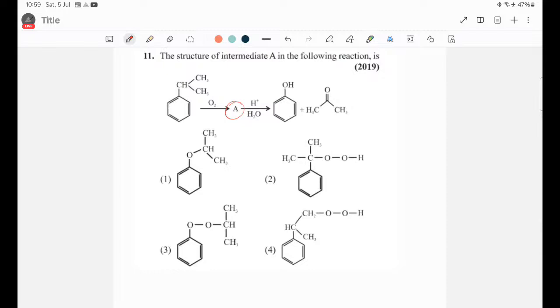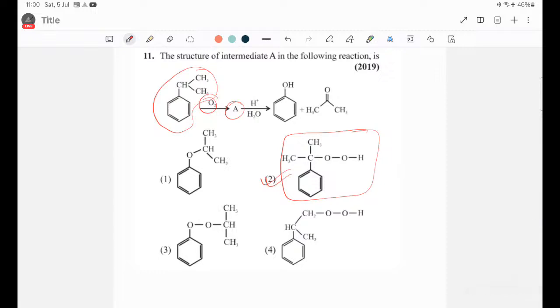Most of the students are telling that option 2 should be correct. Yes, option 2 is correct. We have already covered this in our regular classes. Whenever you get this kind of structure in the presence of oxygen, the oxygen will be involved between this carbon and hydrogen bond. We have already covered this in our regular classes.